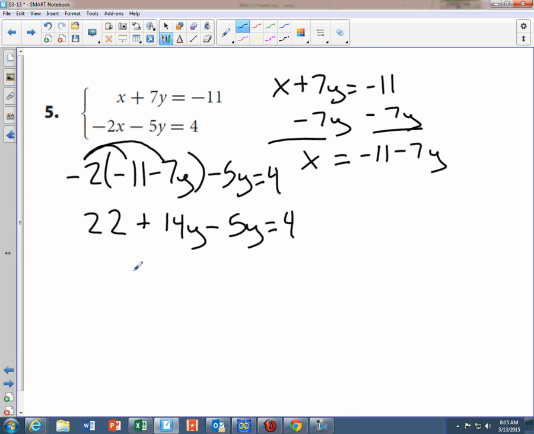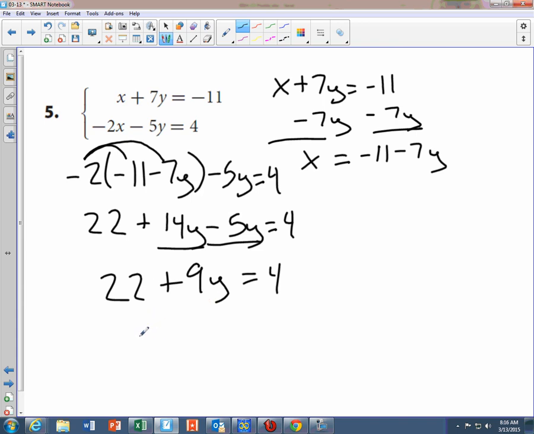Combine like terms. If I have two variables on the same side, I have to combine like terms. 14y minus 5y. What would 14y minus 5y be? 9y. So I have 22 plus 9y equals 4. You guys, if you didn't get this right in your books, make sure you're fixing it. Okay, now I can finish solving.